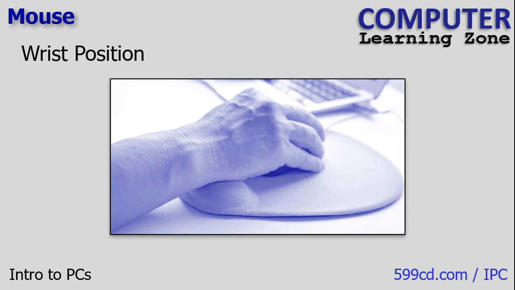I also personally like to take a towel, just a regular bathroom towel, and I fold it up and put it under my forearm. So I've got the wrist rest, and then I got a towel behind that. So that's just for comfort.